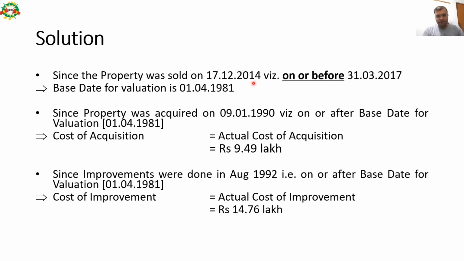This is done. After we have got this base date, then we have to see whether the property was acquired before this base date or after the base date. Since the property was acquired on 9 January 1990, which is on or after base date for valuation, so that means cost of acquisition is equal to actual cost of acquisition, which is given in the question, is equal to 9.49 lakhs. Improvements were also done in August 92, that is on or after base date, so cost of improvement is also equal to actual cost of improvement, which is equal to 14.76 lakh.